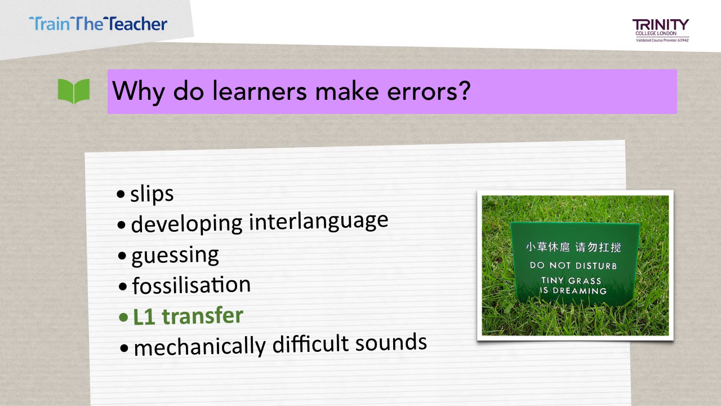It could be L1 transfer, which is a direct translation from Chinese or whatever their L1 is into English. Or certain sounds in English may be mechanically difficult to make because they don't have them in their own language. So they approximate by coming up with the closest sound in their language to the target sound.